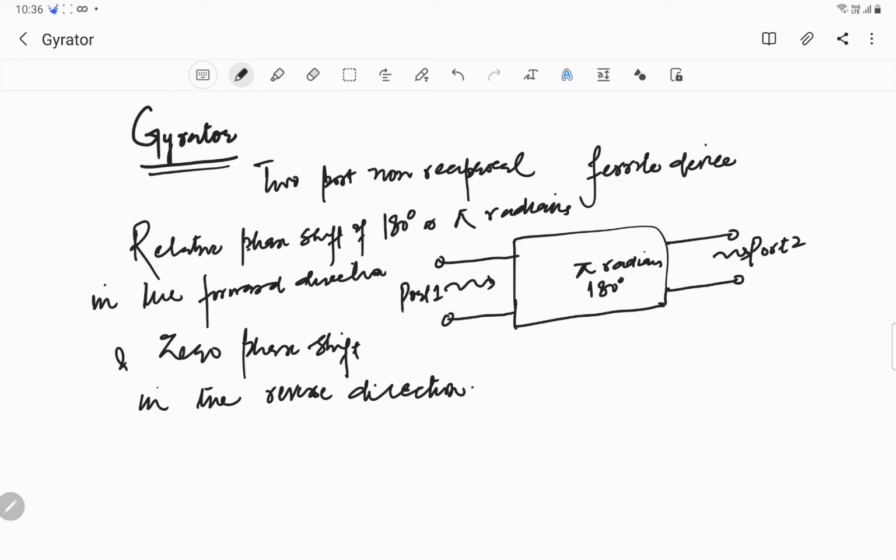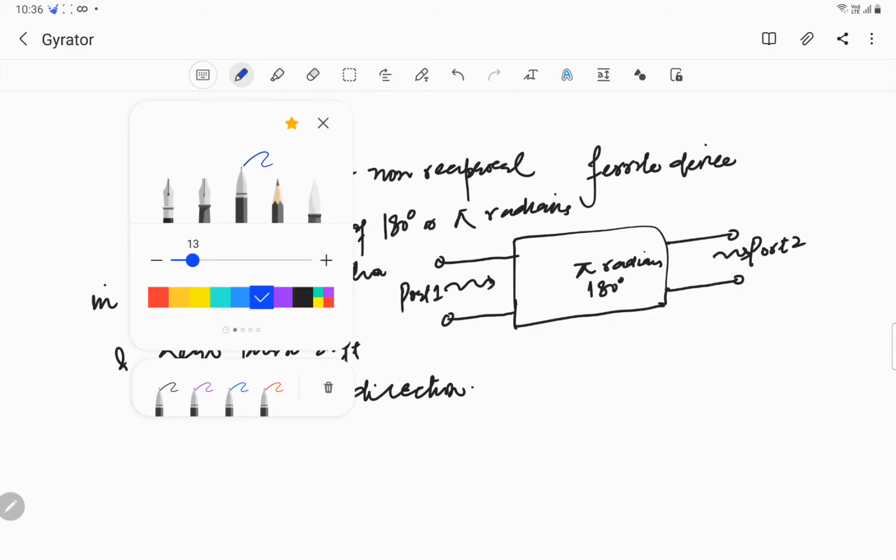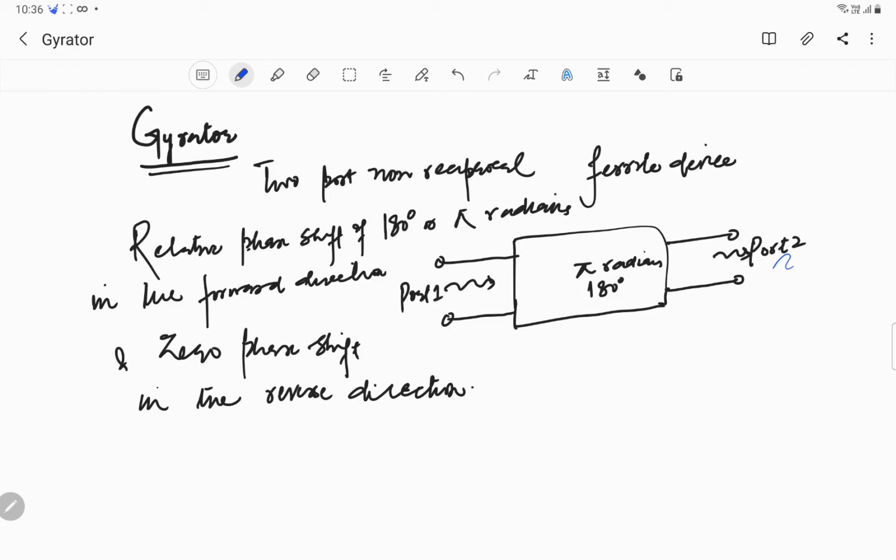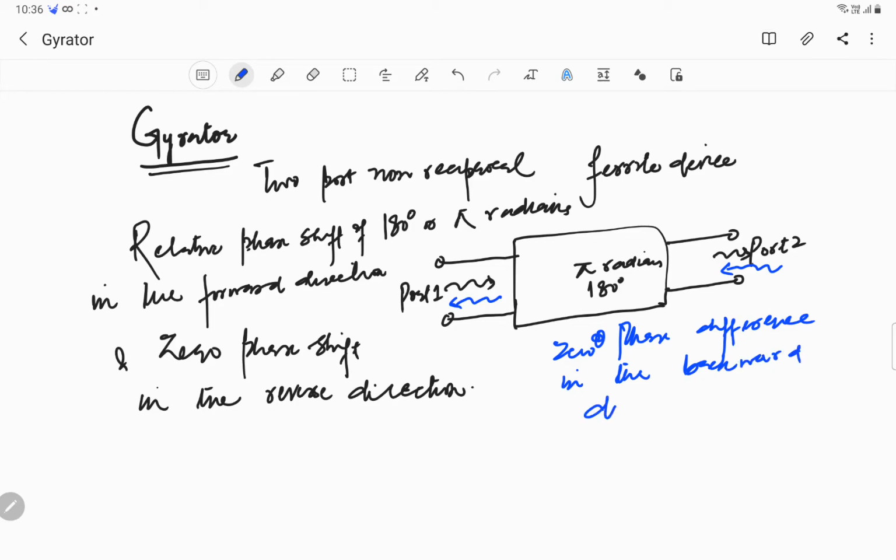And if a signal is fed, for example, at port 2, the signal received at port 1 will be in phase, that is, there will be zero phase difference in the backward direction. So from port 2 to port 1, there is zero phase difference. Now, as I said, it's a non-reciprocal device.